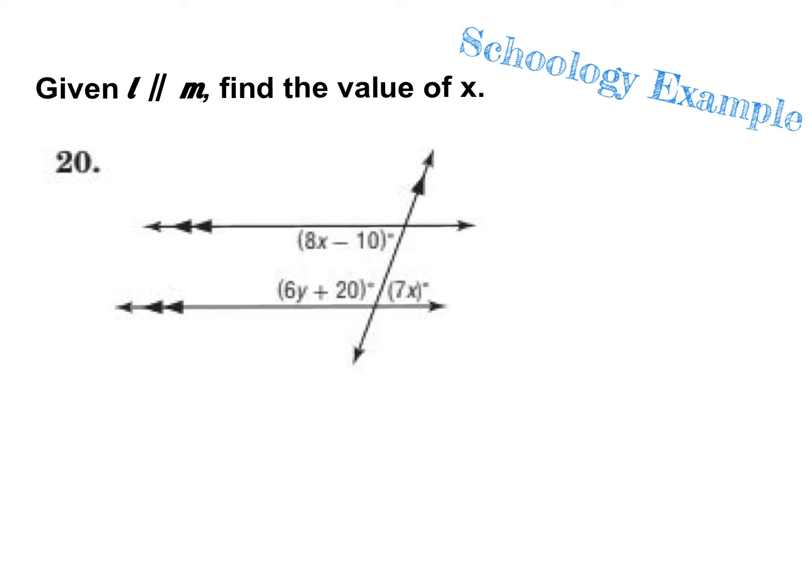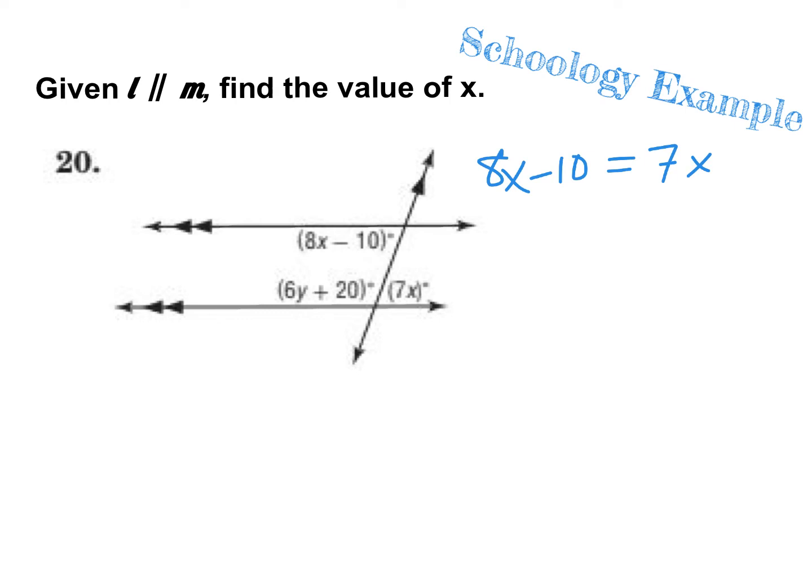The first thing I notice is that I have x and y. So here I'm going to solve for x and find the value of y. I have two situations. Look first at the x values. How are these angles related? The ones with the x's are alternate interior angles. Alternate interior angles are congruent. They're the same. So I'm going to set up an equation just for the x's. I know that the first angle, 8x minus 10, is the same as the other angle, 7x. And I'm going to solve for x.